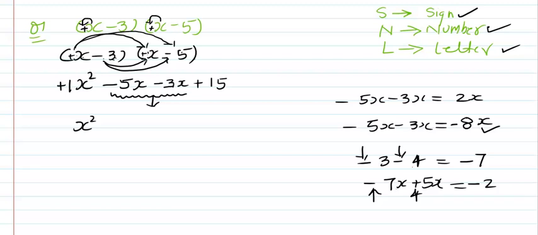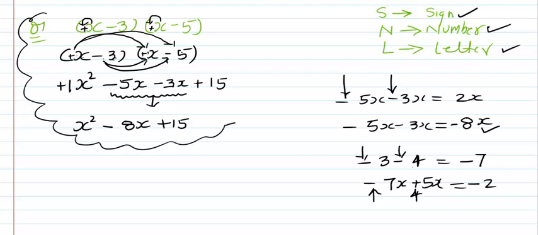So remember, when the signs are the same, then you add and put the big number's sign. When the signs are different, then you take away and put the big number's sign. Okay, so x square, so it should be minus 8x and plus 15. So is there anything which is not clear in this question?